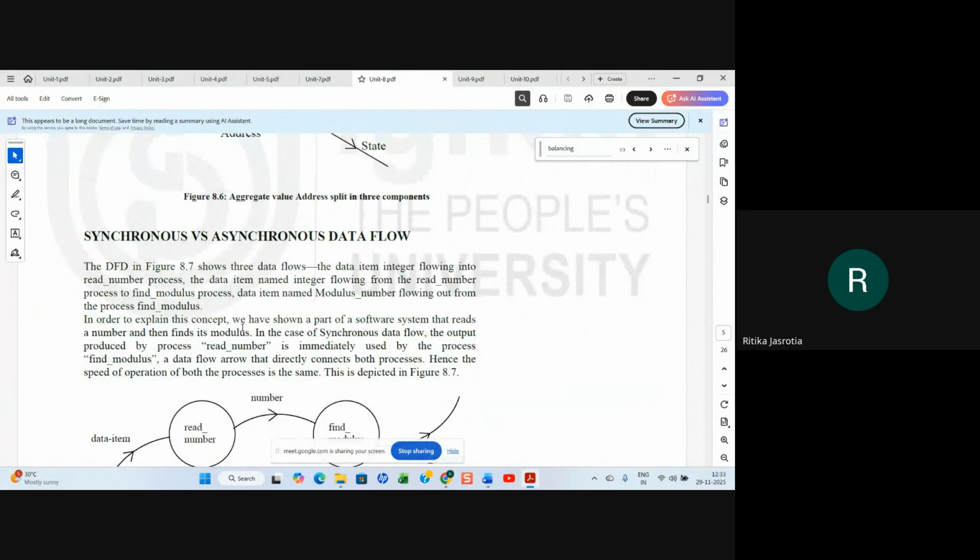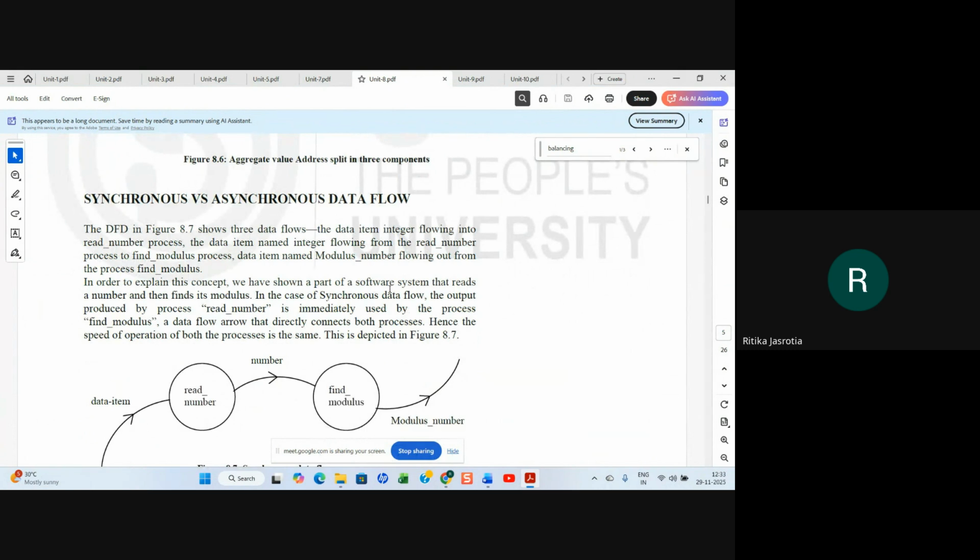Here they are showing three data flows: the data item integer flowing into the read number process, the item named integer flowing from the read number process to the find modulus process, and the data item modulus. To explain this concept, we have shown a part of a software system that reads a number then finds its modulus. In synchronous data flow, the output produced by the process read number is immediately used by the process find modulus, with a data flow arrow directly connecting both.